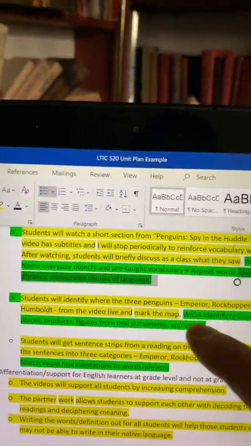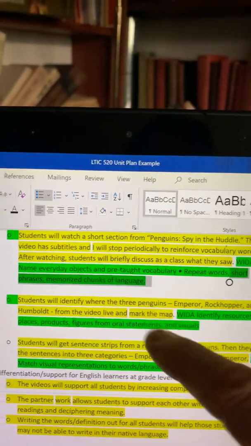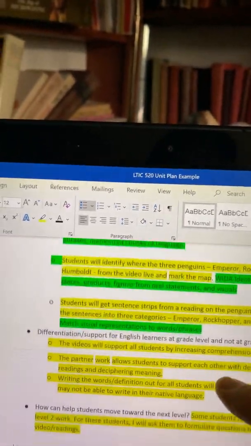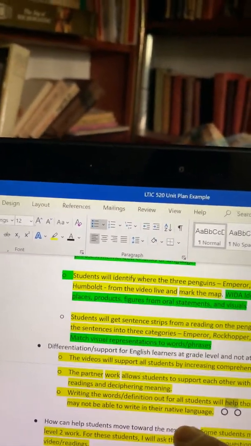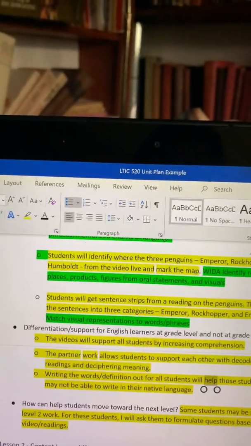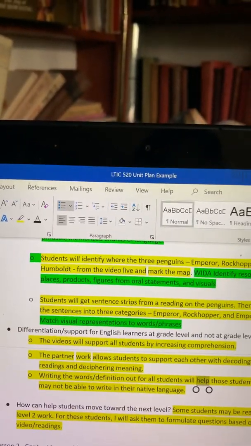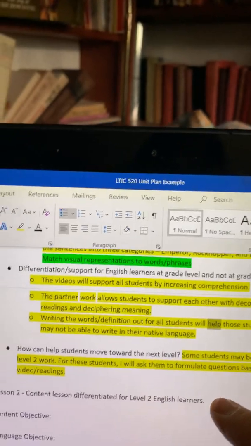So I'm connecting the WIDA can-dos with my activities. I chose to do it that way. Sometimes people do it in a separate category, and that's fine too. If you have different ways to combine it, that's fine as long as the information's there.